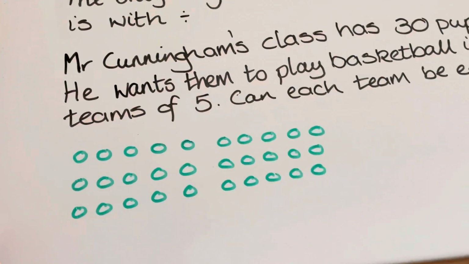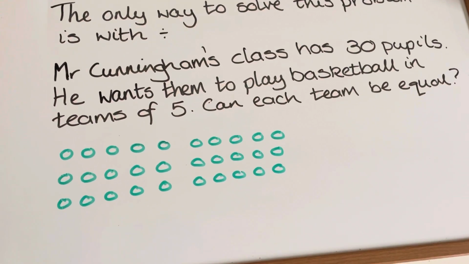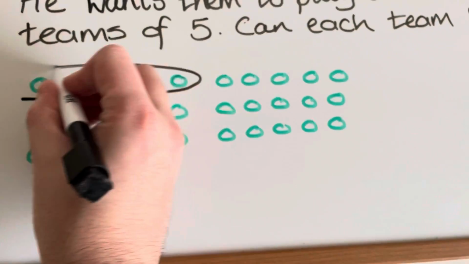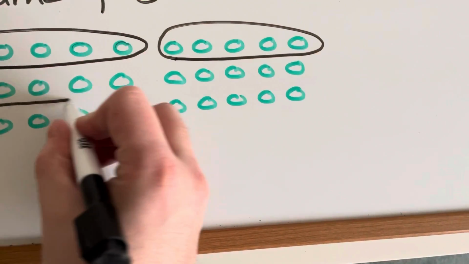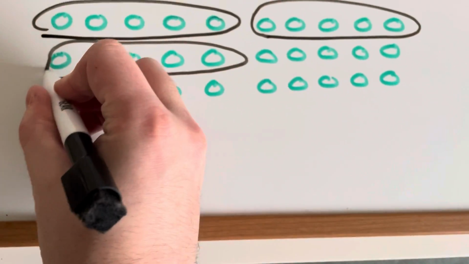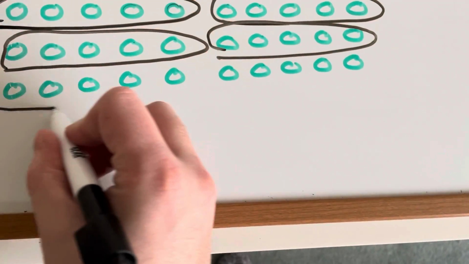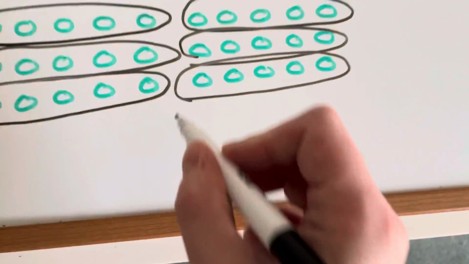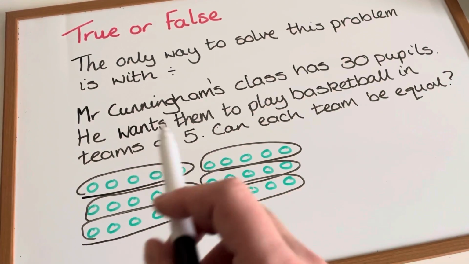So what we're going to do is look at these 30 pupils and put them into teams of 5. So let's have a look. There's one team, 2 teams, 3 teams, 4 teams, 5 teams, 6 teams. So what this means is 30 can divide into teams of 5 6 times.